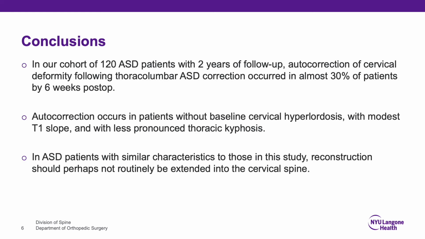In conclusion, in our cohort of 120 ASD patients with 2 years of follow-up, autocorrection of cervical deformity following thoracolumbar ASD correction occurred in almost 30% of patients by 6 weeks post-op. Autocorrection occurs in patients without baseline cervical lordosis, with modest T1 slope and less pronounced thoracic kyphosis. In ASD patients with similar characteristics to those in this study, reconstruction should perhaps not routinely be extended into the cervical spine. Thank you for your time.